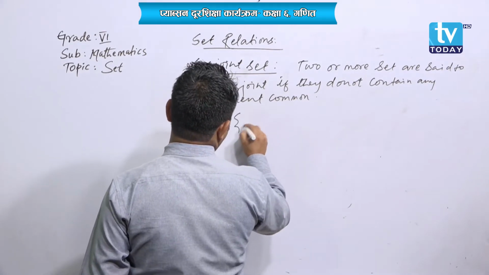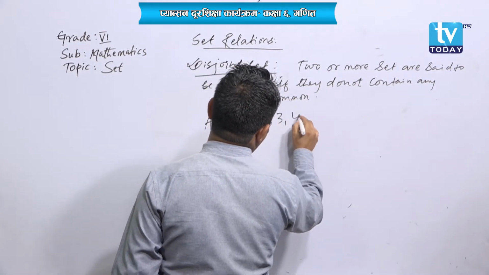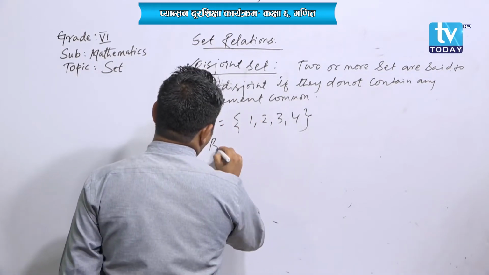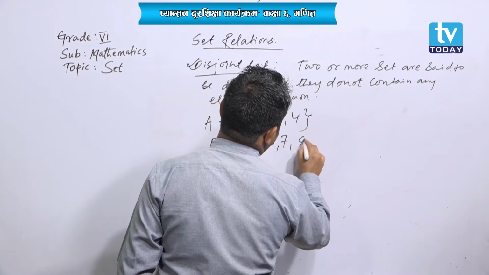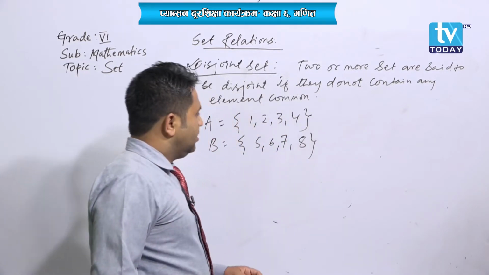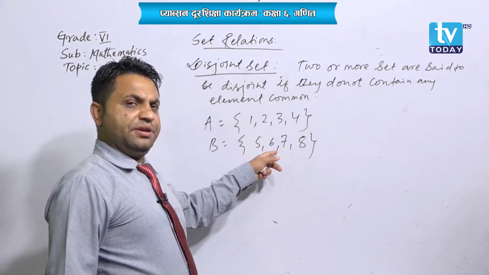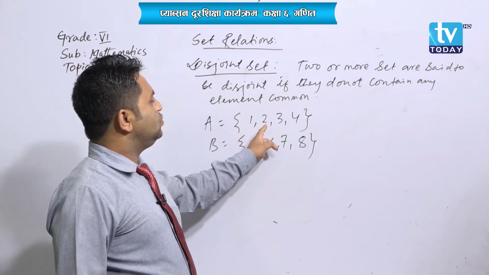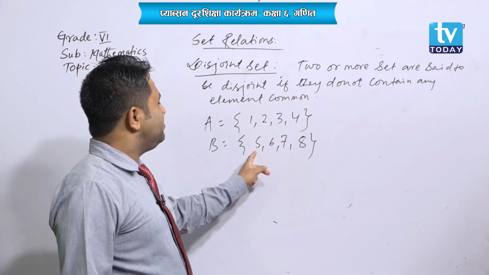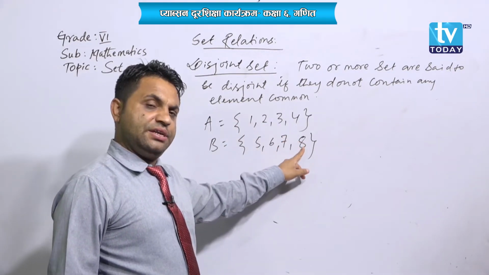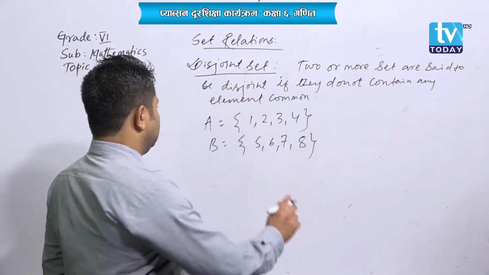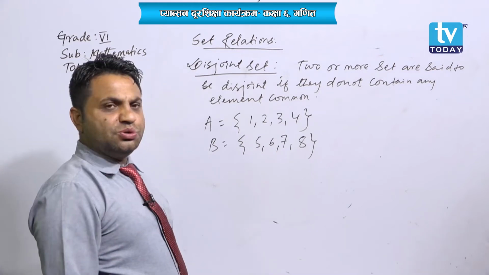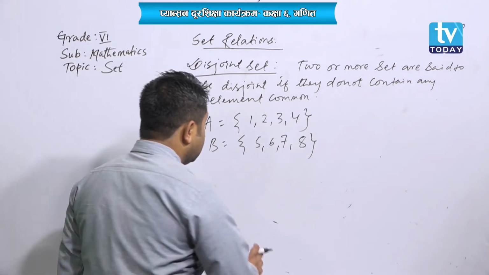Like A equals, we can write 1, 2, 3, 4 and B is 5, 6, 7, 8. You can check here, there is no common element. See, in set A 1, 2, 3, 4 and in set B 5, 6, 7, 8. So you can check here, there is no common element. This type of set is called a disjoint set. In a diagram also you can represent this.